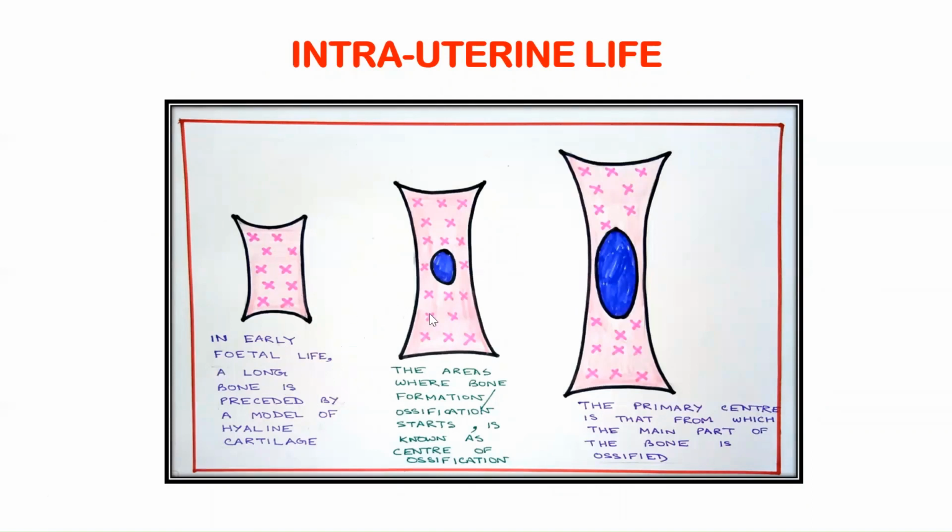Then in this cartilaginous model, the process of ossification will start. The area where bone formation or ossification starts is known as the center of ossification. So this is the center of ossification that is in the shaft or diaphysis of the long bone. It is represented by this blue color. Next, the primary center is that from which the main part of the bone is ossified. And in this case, it is the shaft or diaphysis of the long bone.